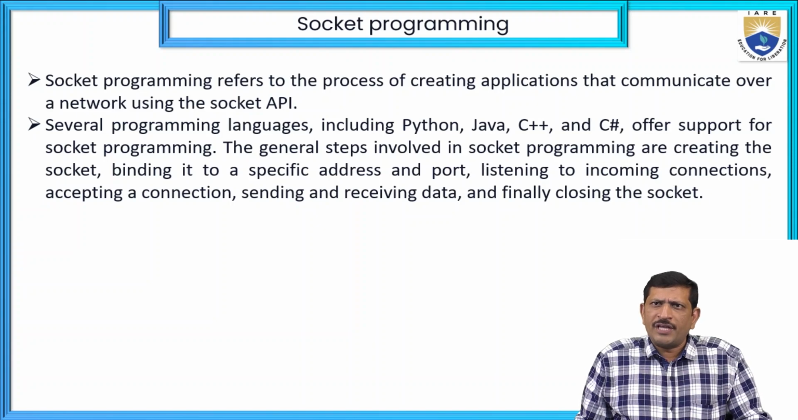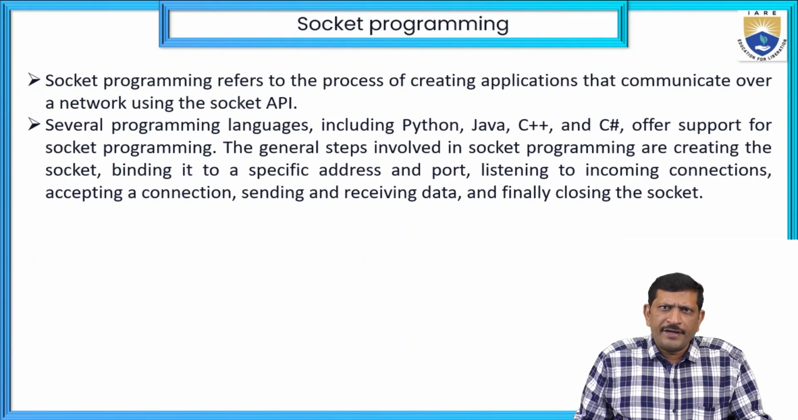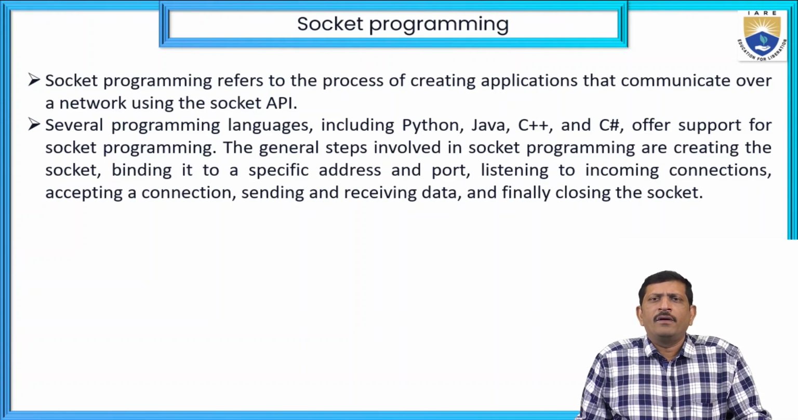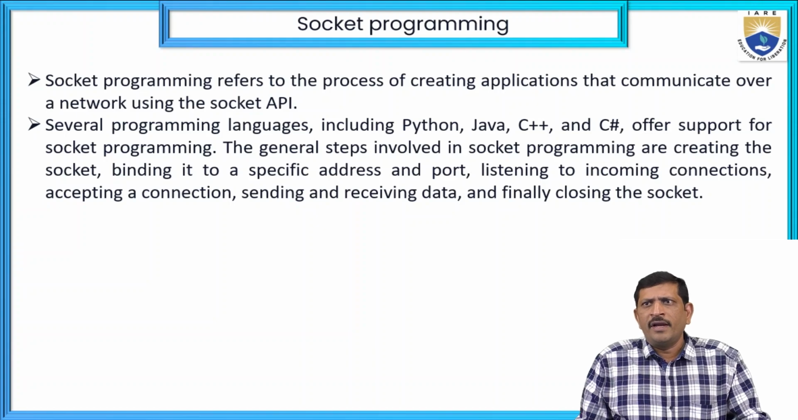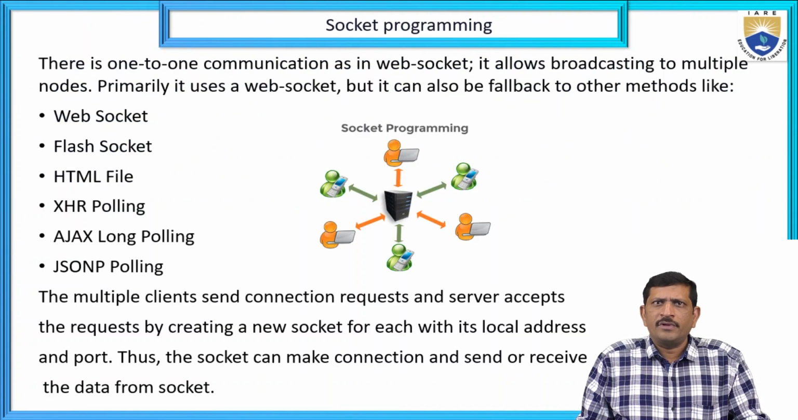Socket programming can be implemented in C++, C#, Java, and Python. Generally, the steps involved in socket programming are: create the socket, bind it to a specific address and a port, listen for incoming connections, accept a connection, send and receive the data, and finally close the socket after effective communication is established between client and server. That means between two systems, the client system and the server system.